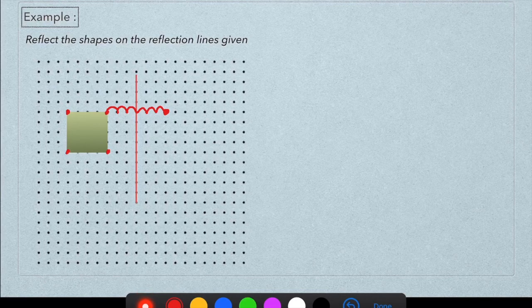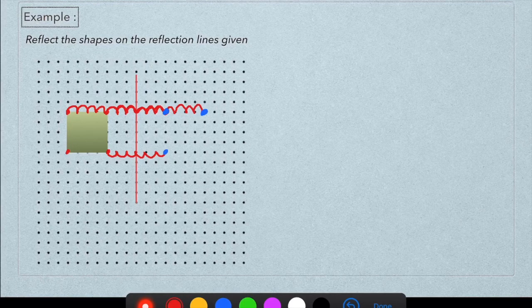Starting with the other one. 1, 2, 3, 4, 5, 6, and 7. Same on the other side, 7. So this is going to be here. So one of them is here, the other one is here. Going to the third corner, we will have 1, 2, 3, and 1, 2, 3, and it'll be here.